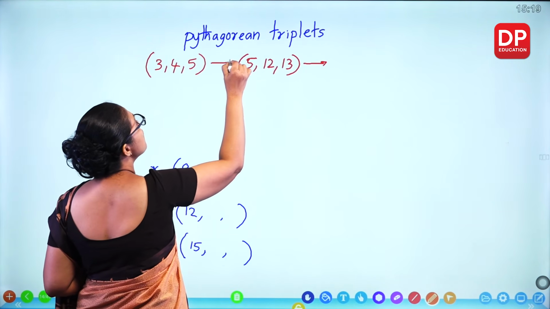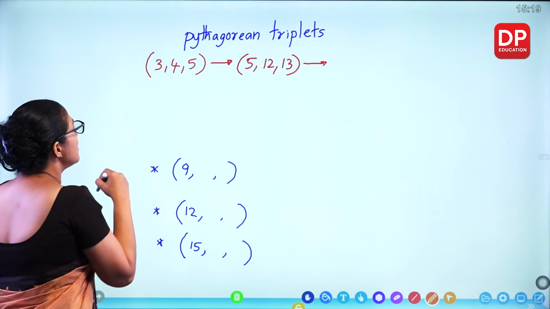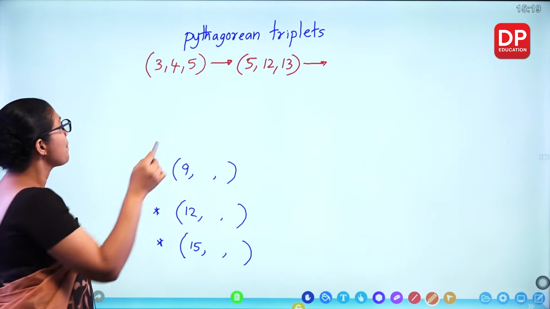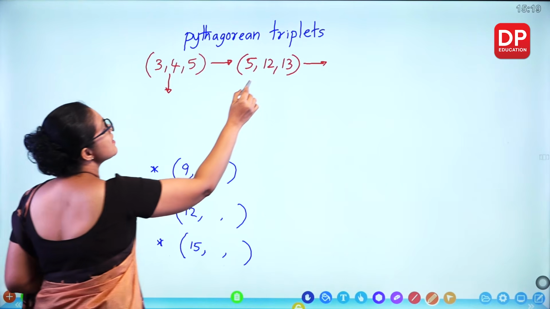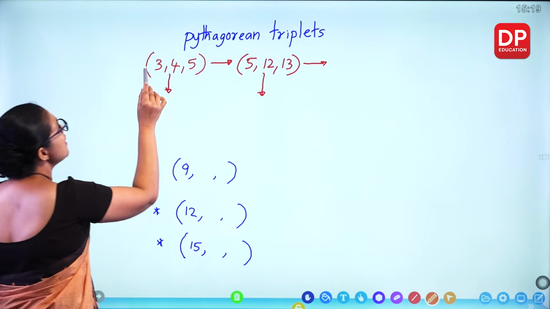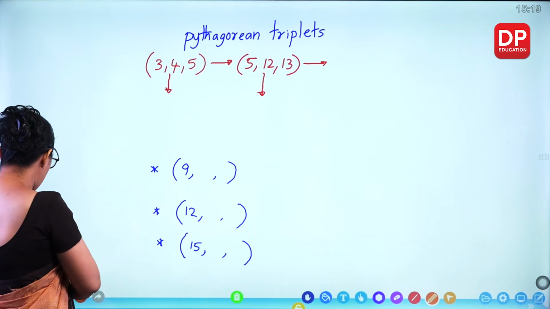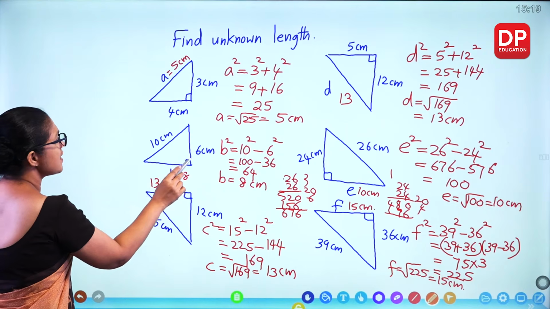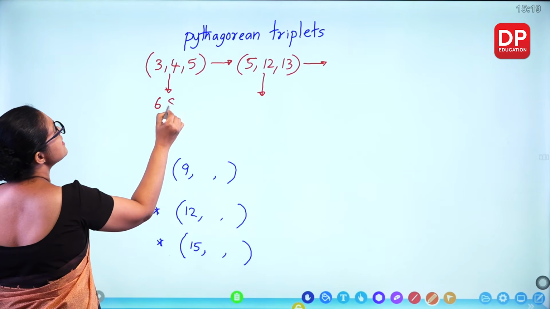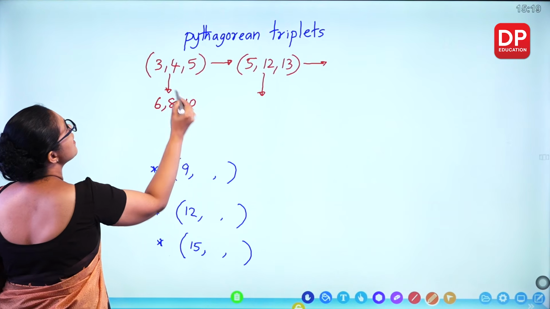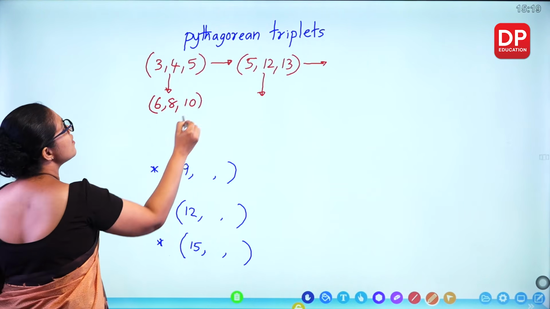So we can find out any triplet this way as well as this way. So here 3, 4, 5. And then we found out 6, 8, 10. So what's that? 6, 8, 10. Multiply this by 2.